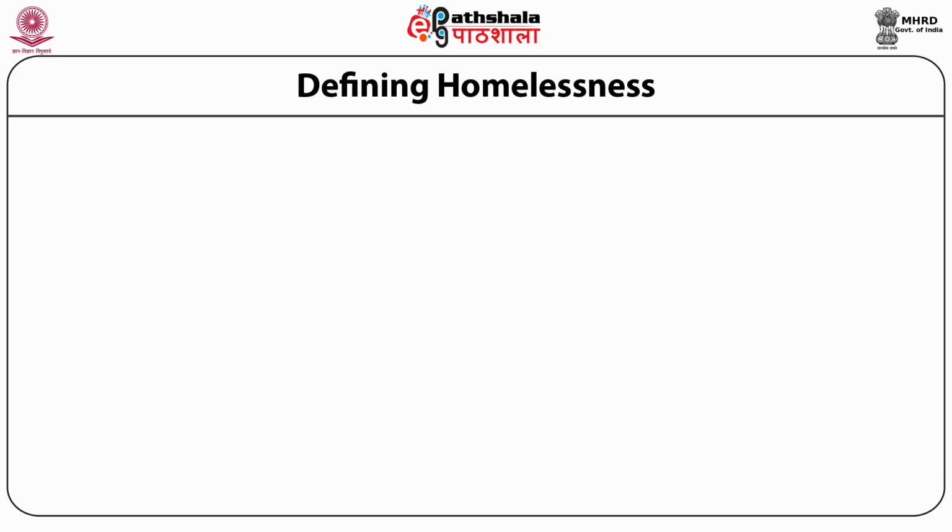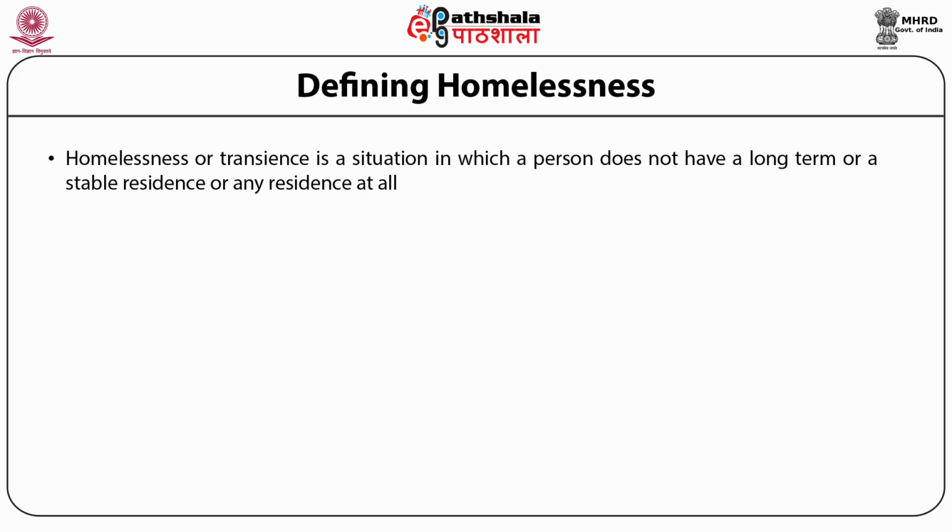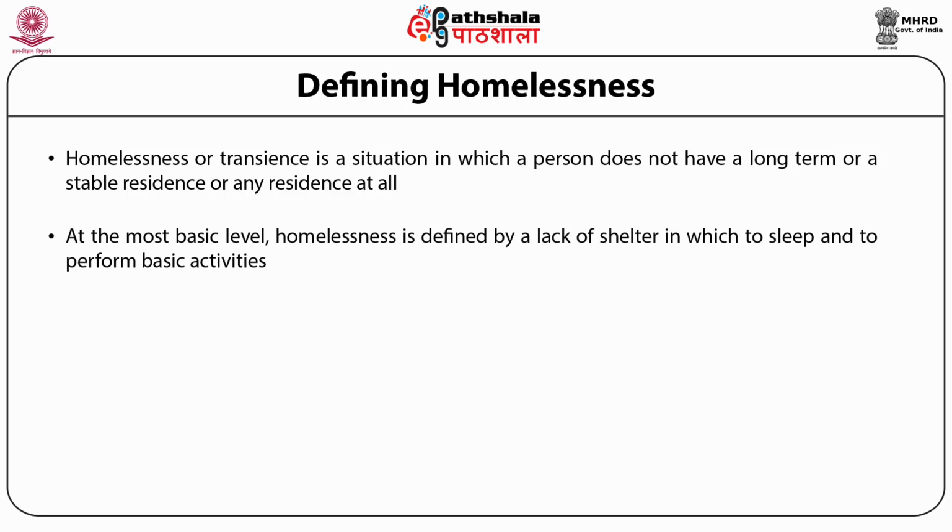Defining homelessness. Homelessness or transience is a situation in which a person does not have a long-term or a stable residence or any residence at all, while groups such as nomadic cultures, travelers, or migrant workers are also transient. This is through choice, and some of these people may have a permanent residence somewhere to which they ultimately can return. At the most basic level, homelessness is defined by a lack of shelter in which to sleep and to perform basic activities such as bathing.